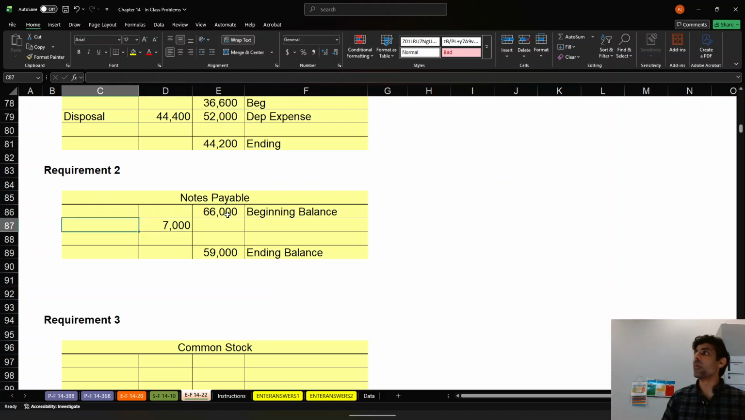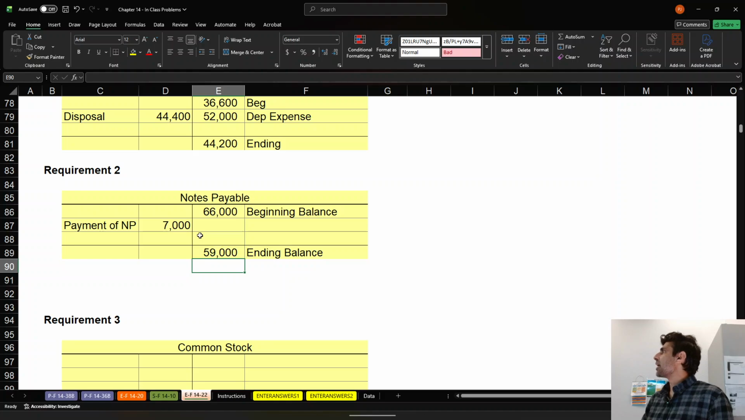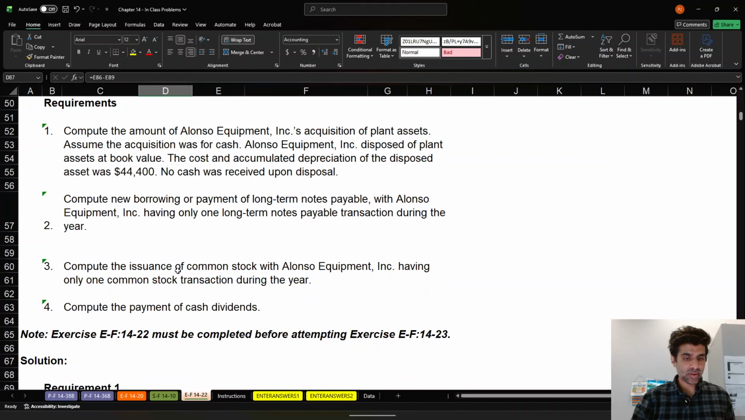So this is the debit. What would the credit have been in the journal entry? Yeah, so cash, right? So this represents a cash outflow. This is a payment of notes payable. You just need to understand what the second part of this is, and it's important because it's part of the statement of cash flows. A payment of notes payable is a cash outflow because it's a debit to notes payable, credit cash.